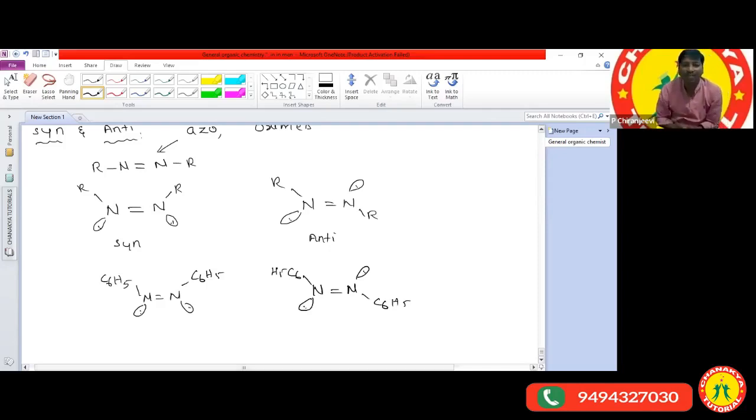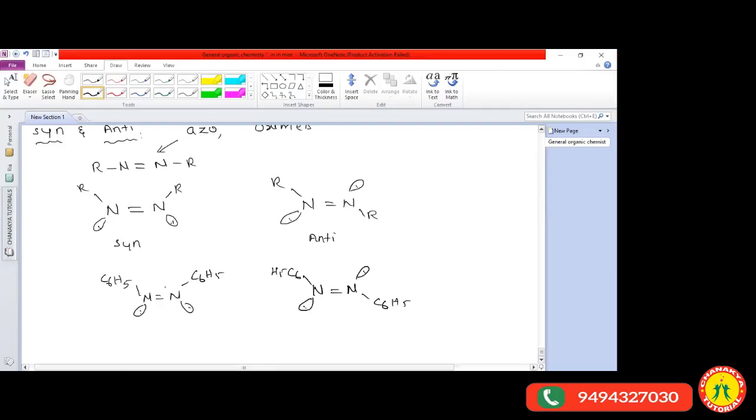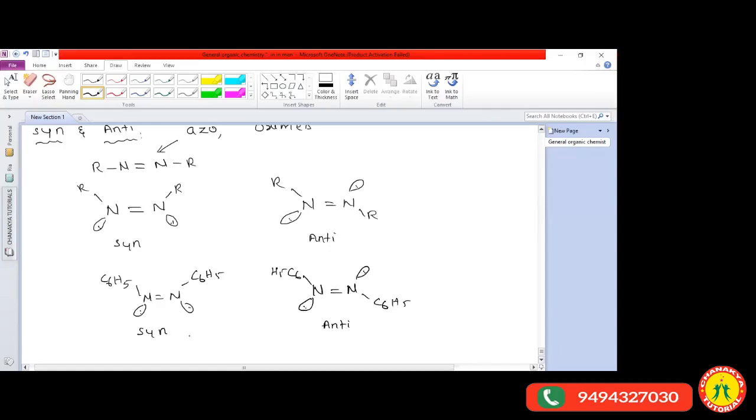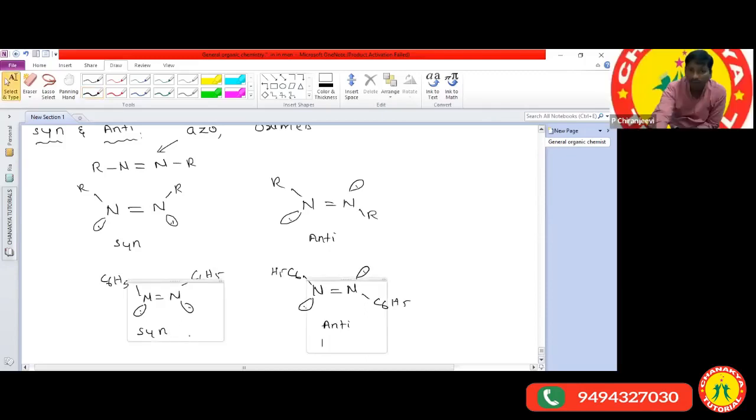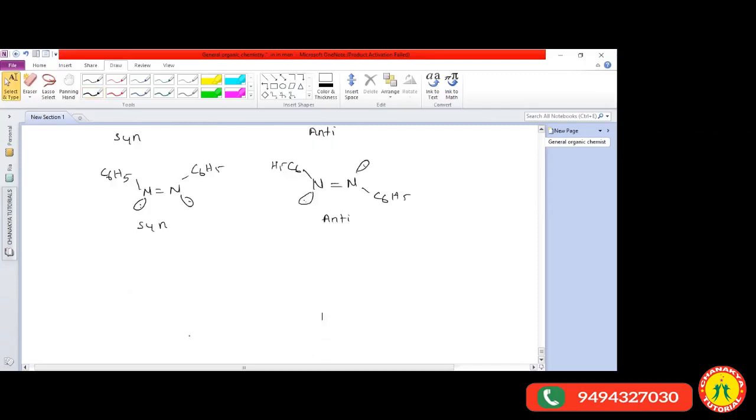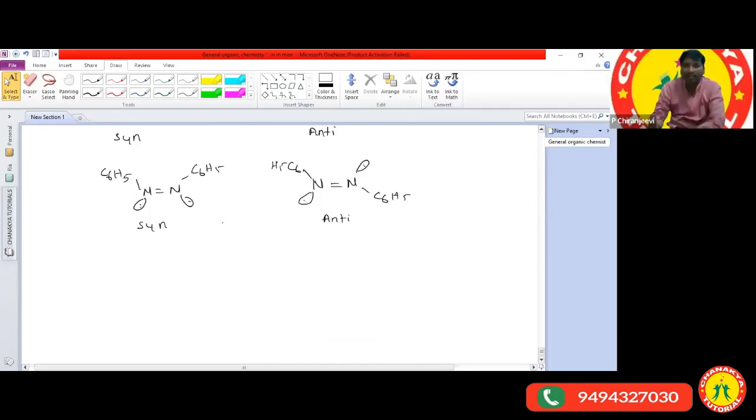So which one is syn and which one is anti? The first one is the syn, and the second one is the anti. On which basis are you explaining the syn and anti? Because in the syn, C6H5 and C6H5 are on the same side and the lone pairs are on the same side. For anti, C6H5 and C6H5 are on opposite sides towards each other, and the two lone pairs of electrons are also on opposite sides.